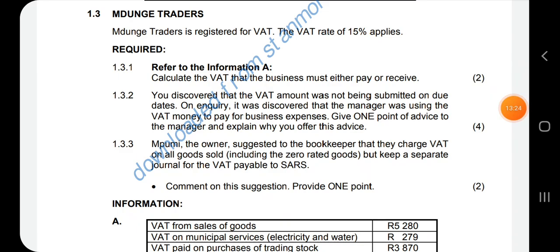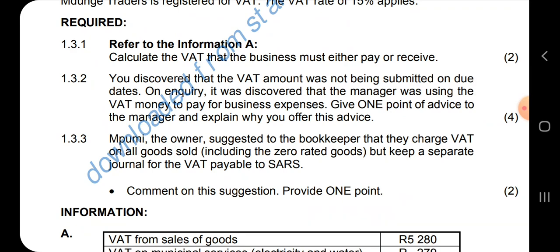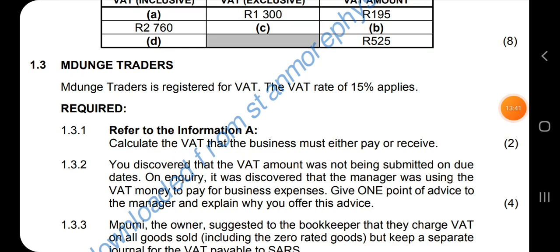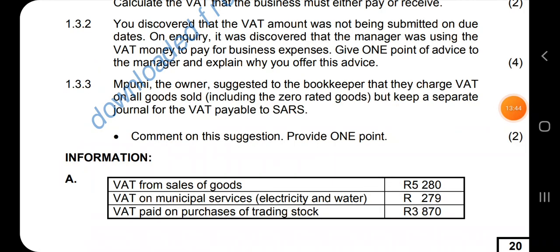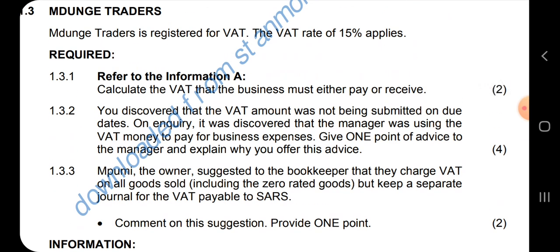So we are now at 1.3. So for 1.3.1, it says calculate the VAT that the business must either pay or receive. The business is a registered VAT vendor. So here we have the information down here. The VAT from sales of goods is 5,280, and then the VAT on municipal service is 279, and then the VAT paid on purchases of trading stock is 3,870.